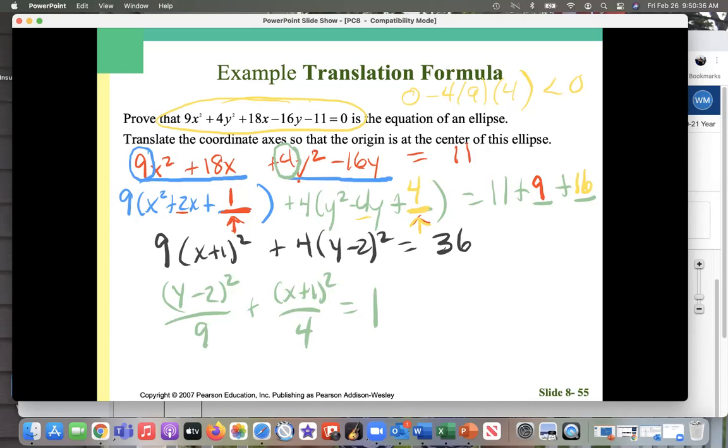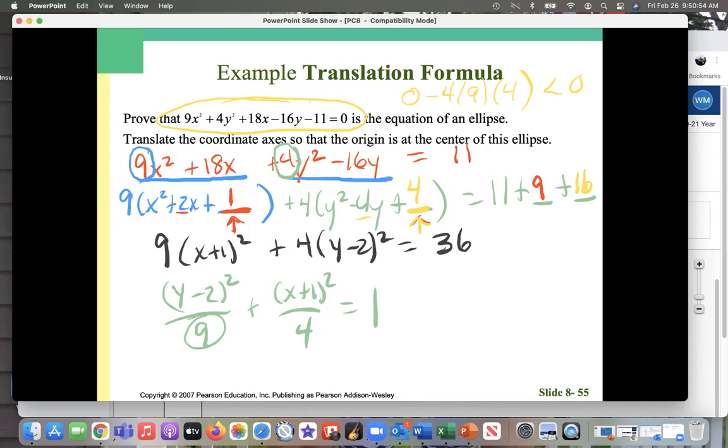Now, the reason I wrote it with y squared first is because isn't this going to be a tall one? Taller than it's wide. What tells us that it's taller than it's wide? This is bigger. This number's bigger, right?